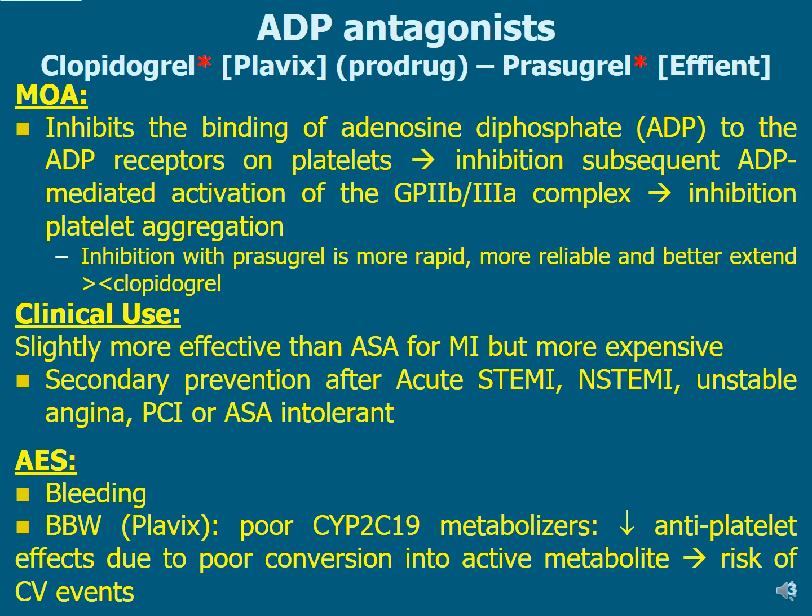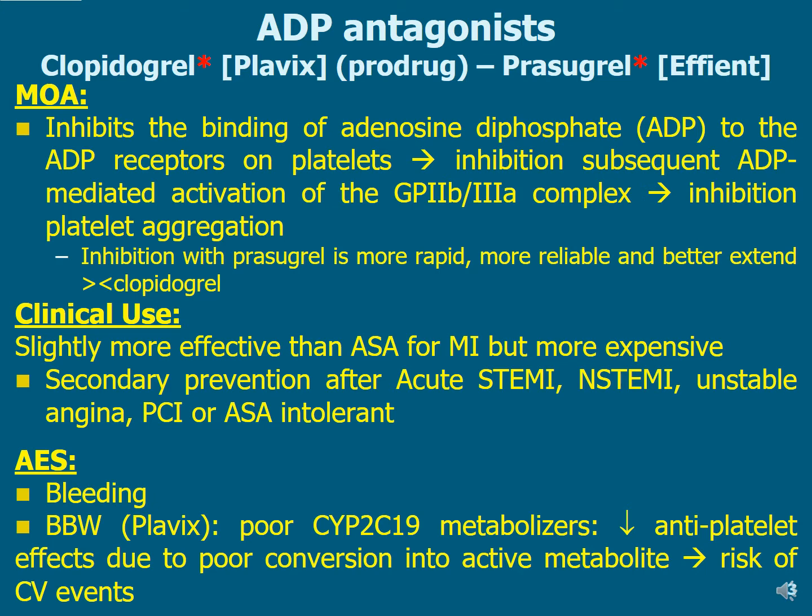The next oral antiplatelet agents are the ADP antagonists, clopidogrel and prasugrel. Clopidogrel is a prodrug, so that means it has to be metabolized into an active metabolite. Clopidogrel itself has no effect. But both clopidogrel and prasugrel have the same mechanism of action.